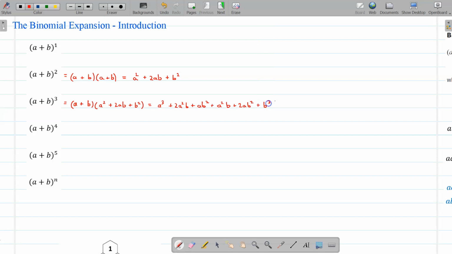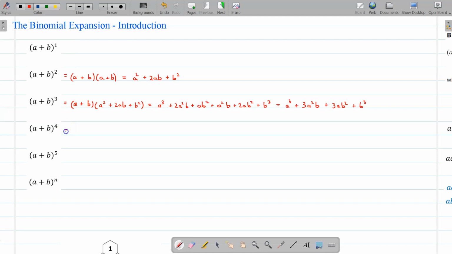And that's 6 terms, which will simplify into 4 terms, giving us a cubed. In total we have 3 lots of a squared b. We also have 3 lots of a times b squared. And finally we have 1 of b cubed. So that's the full simplified expansion of a plus b cubed.